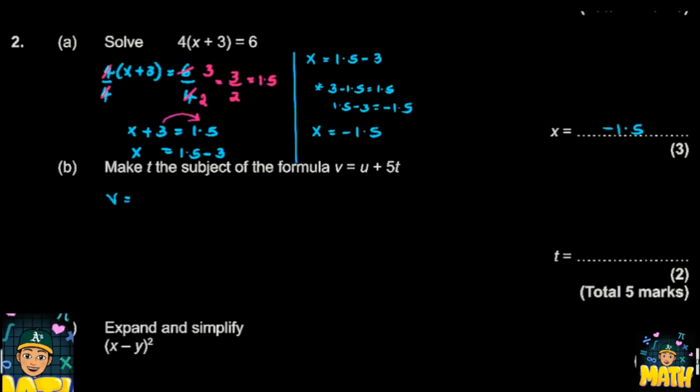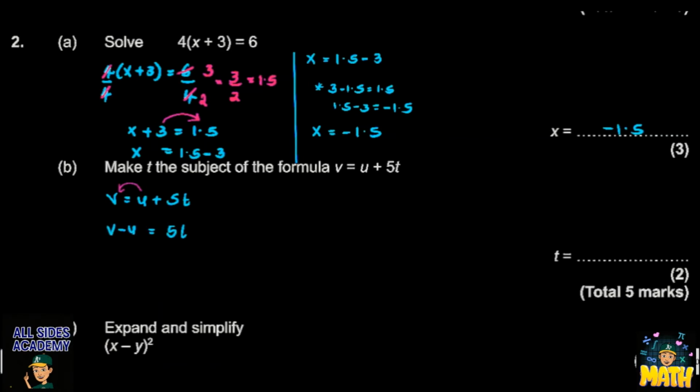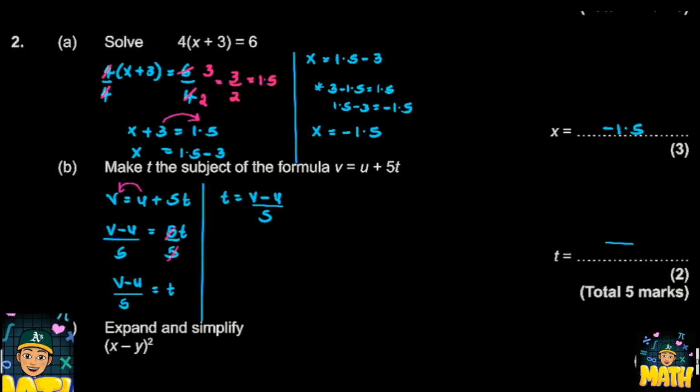Make t the subject of the formula. So I'll start by rewriting that. Take all the letters that do not contain t to the other side. So v minus u equals 5t, then divide by 5 so that we remain with t on one side. That's what making the subject of the formula entails. So we divide that and then we get v minus u over 5 equals t. And we have made t the subject of the formula. v minus u over 5.